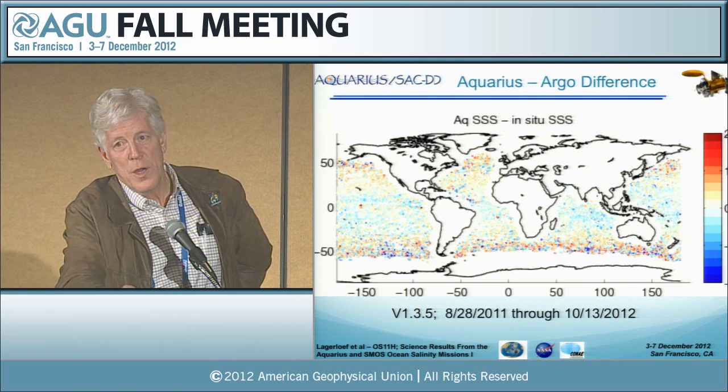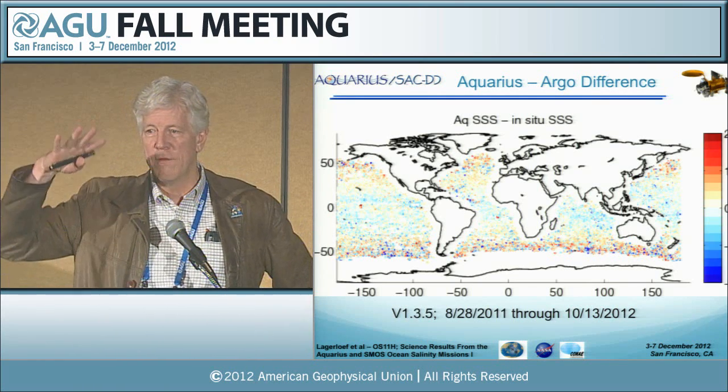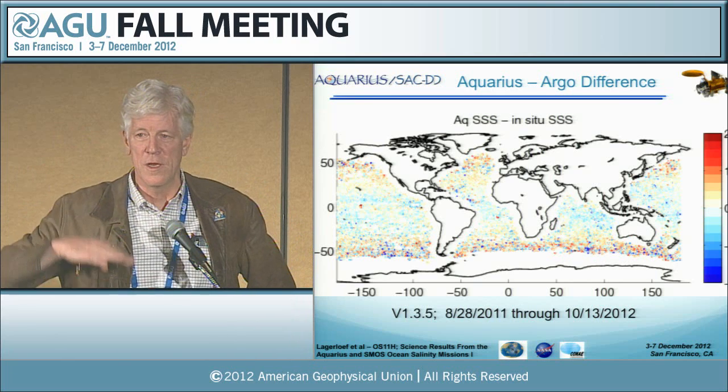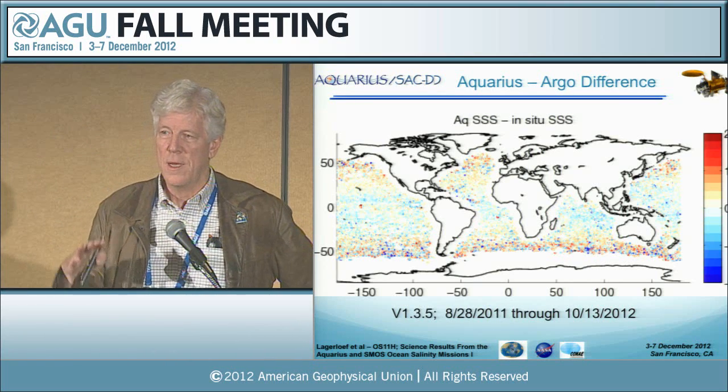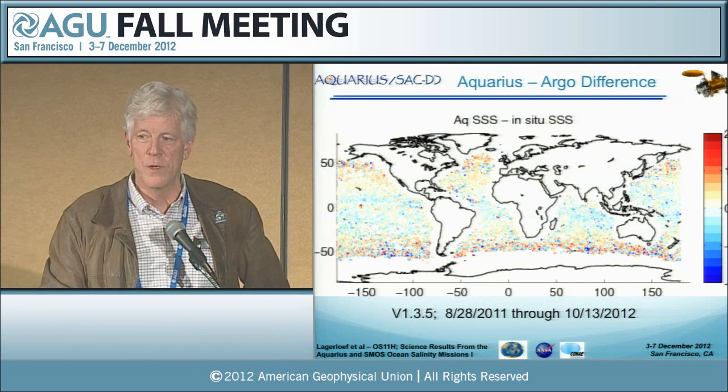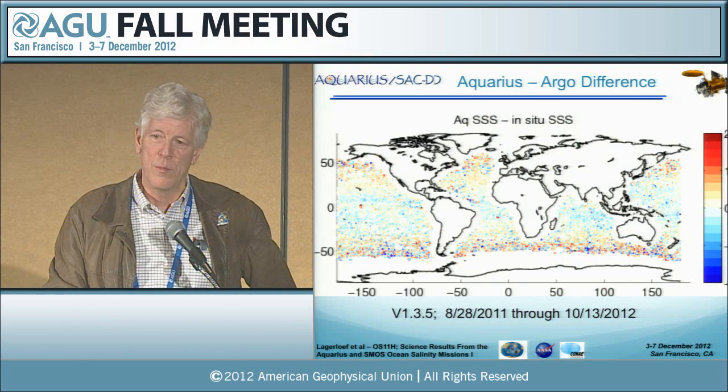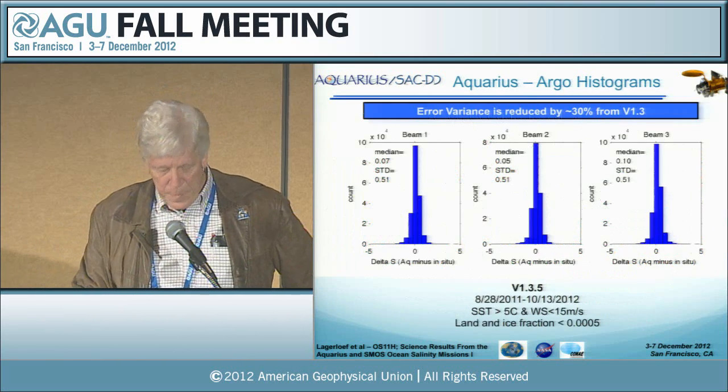And this could be, at least partly, due to a freshening effect of rainfall on the surface, which is going to give a surface measurement from the satellite that's going to be a lower salinity than what the in situ data would be measuring at probably 5 meters depth or so.